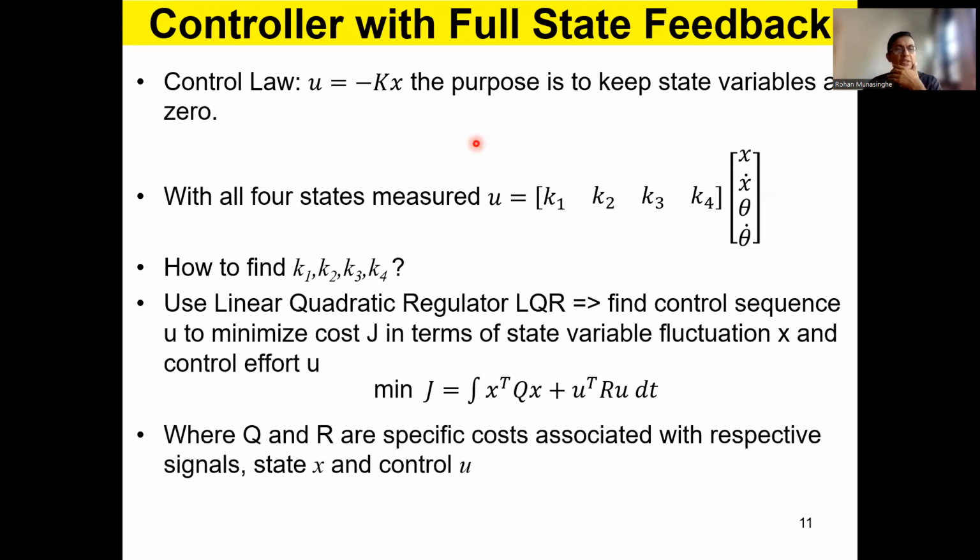Let's go through some of these things. Full state feedback controller. The control law is U equals minus Kx. And this is how it works: K1, K2, K3, K4. These are multiplied by the states, x, x dot, theta, theta dot. When you multiply, it becomes a scalar. The scalar goes to the plant and changes the state. Controller design involves determination of K1, K2, K3, and K4.